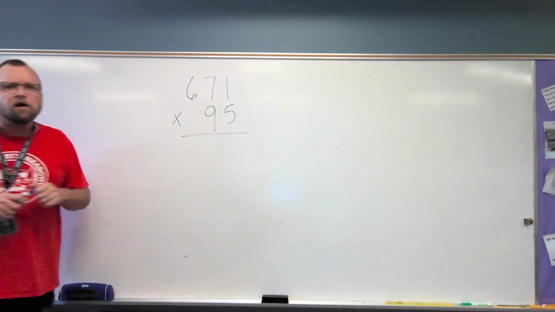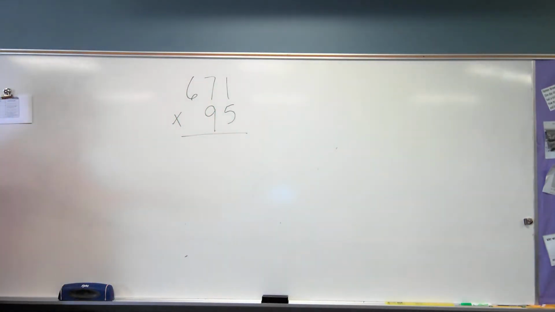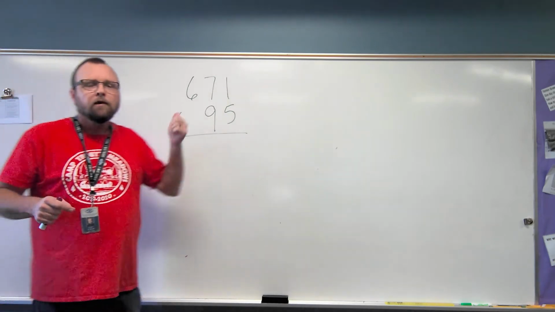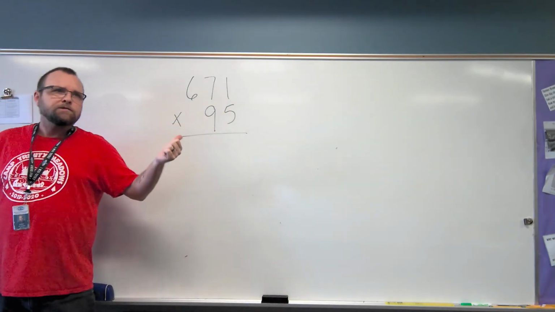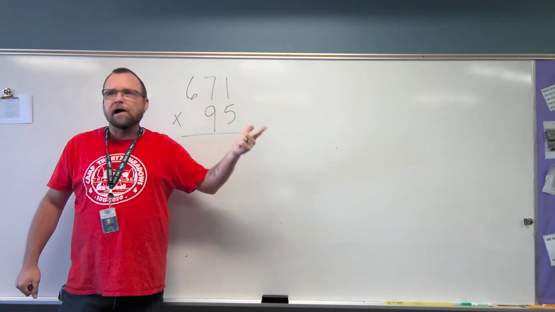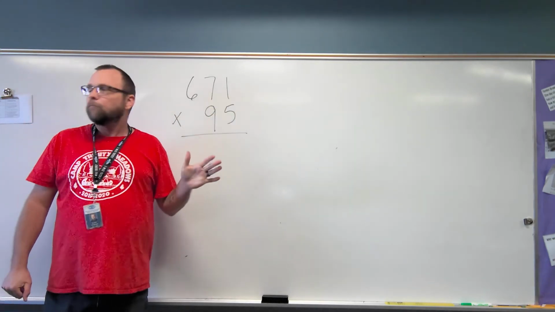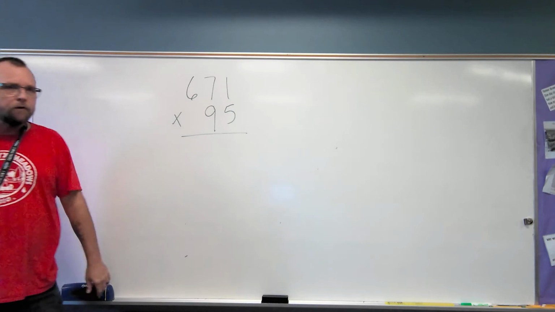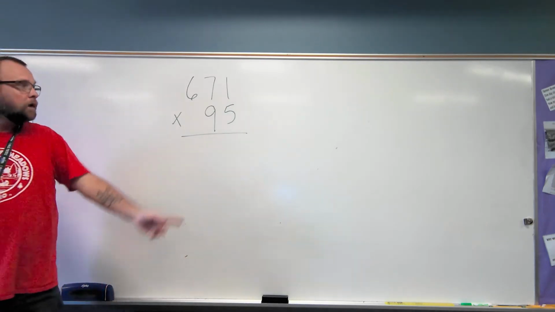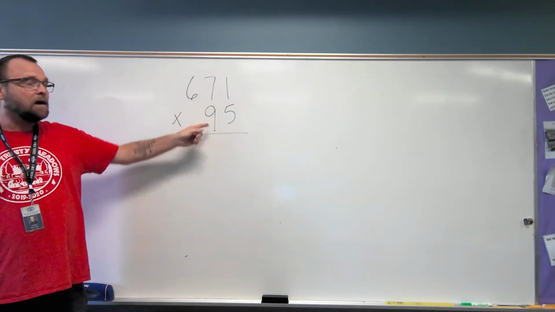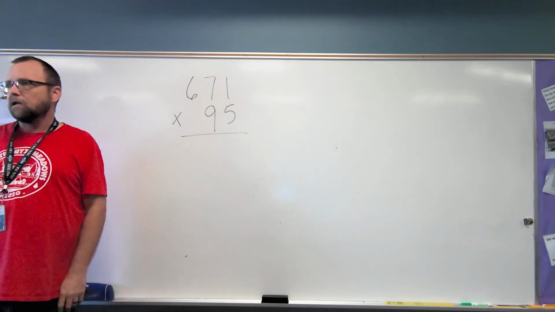All right, we're going to start here with this problem. This time we're using the standard algorithm. We've done what some people call the box method, the lattice method, and partial product. And now we're doing the regular standard algorithm. If I know my 5s and my 9s, then this problem's not difficult at all.